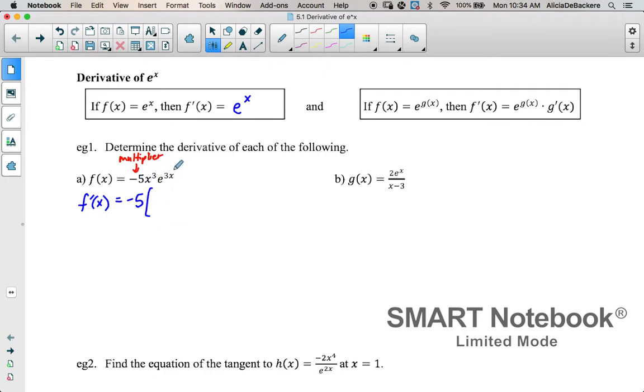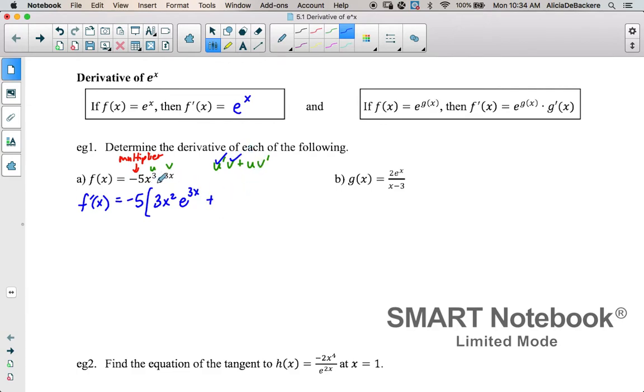So I've got two pieces to my function. I'm going to call them u, this is the x cubed bit, and v, that's the e to the 3x. And I'm going to go through the product rule. And so taking the derivative of the first function, x cubed, that's 3x squared. And then I move on to just copying down the v function, so e to the power of 3x. And now I'm going to add.